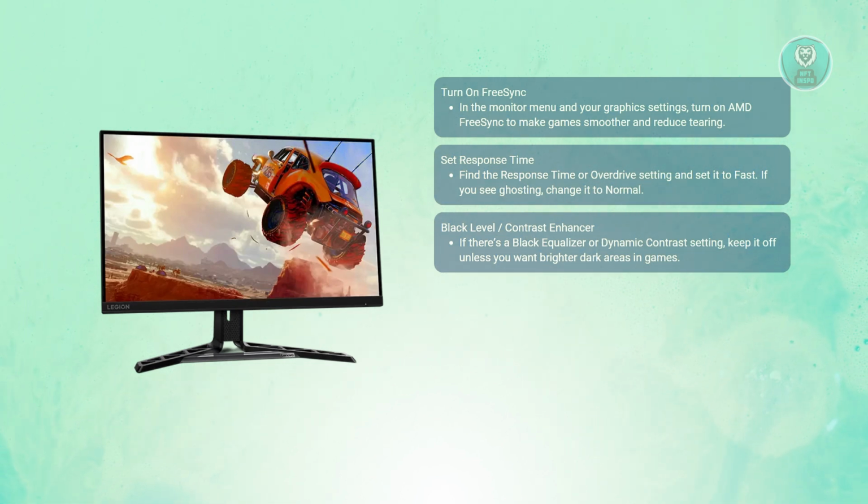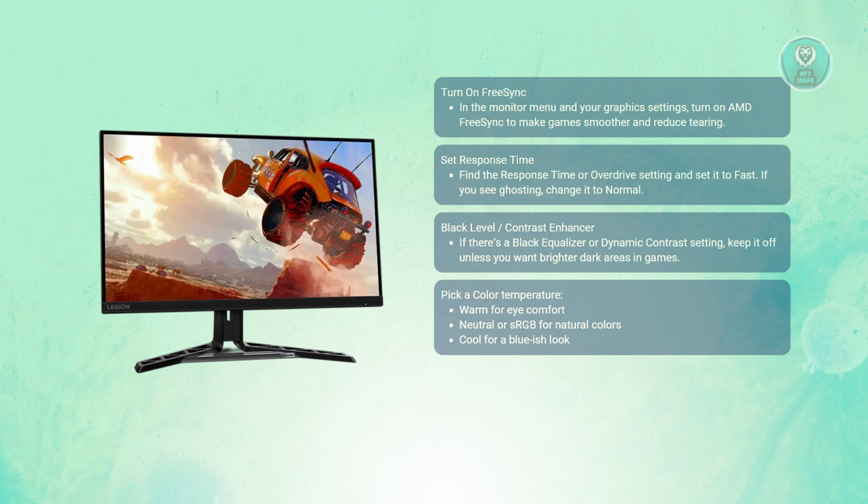Also, you may want to adjust your color temperature. Warm is softer on the eyes and good for long sessions. Neutral or sRGB has the most accurate colors. And cool has a light blue tint, sometimes preferred for gaming. If you're doing anything color sensitive like editing, go with sRGB or neutral.